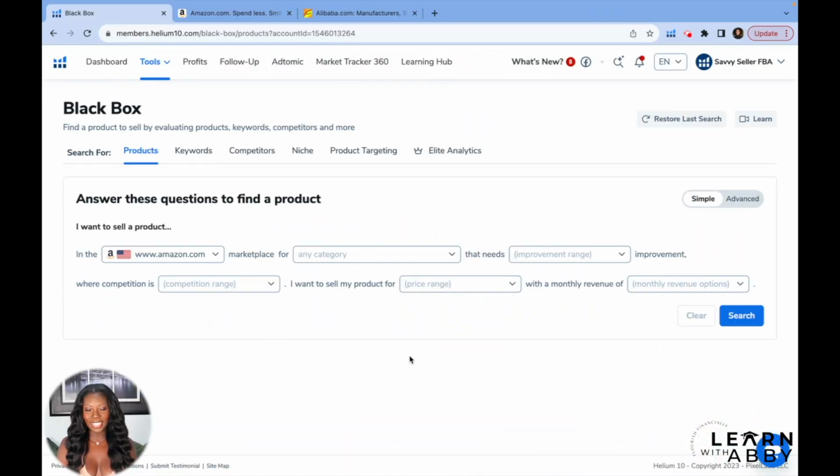Okay, you guys, we are inside of my computer and of course we are using our trusty Helium 10 tool. If you have never heard of Helium 10 before, it is an amazing software that helps you find products to sell on Amazon. It can help you make your listing, it can help you track your keywords. It does lots of different things, but for the purposes of being a beginner, mainly what we're going to use it for is product research.